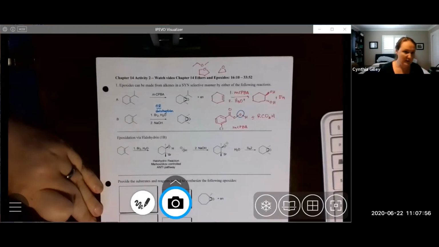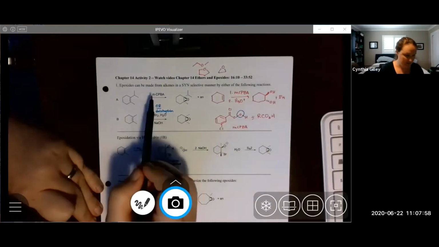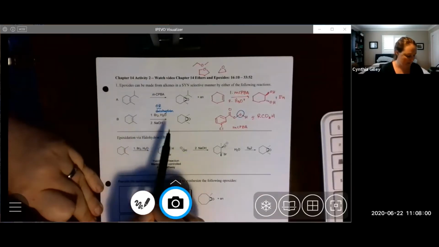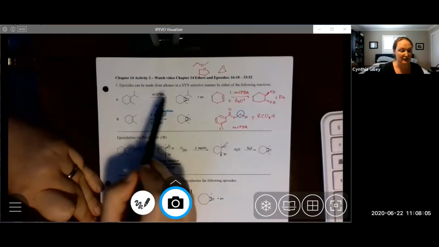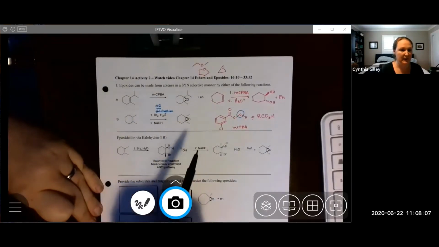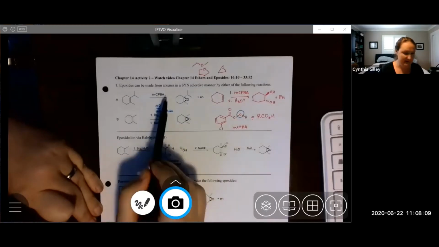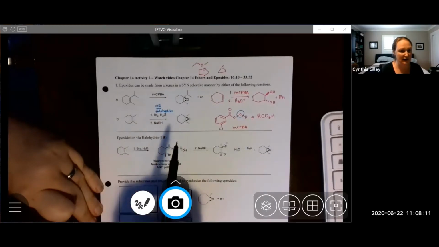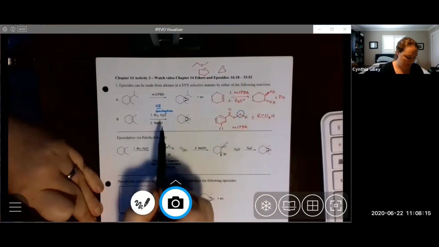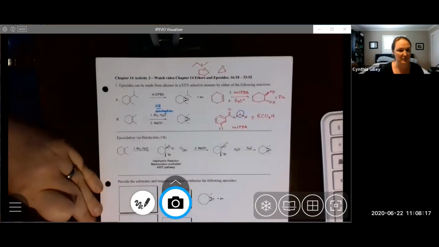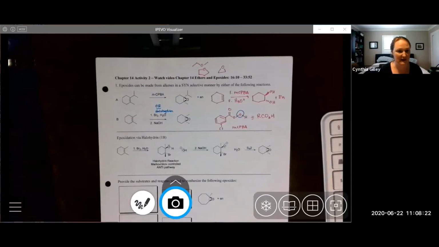So when would it be an advantage to use this condition versus this one? So on small scale, you would use this one because it's much easier. It's only one step. But the problem is MCPBA is expensive. So on large scale, it's just not economical to use it. So then you would use more of this 2-step sequence with cheaper reagents. But they both do essentially the same exact reaction. There's just scale advantages to one or the other.